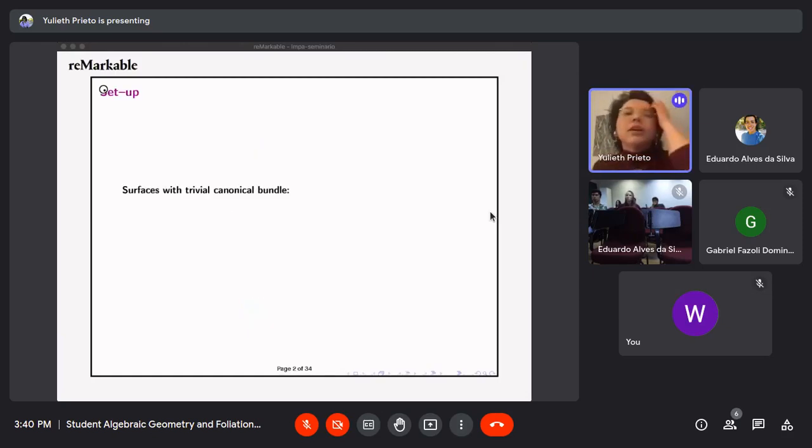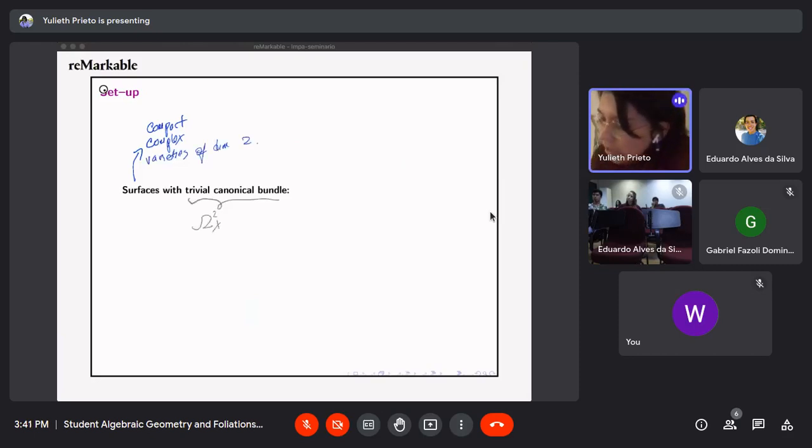Okay, perfect. So what are the surfaces that I'm interested in? The surfaces with trivial canonical bundle. Recall that surfaces here are compact, and they are also complex, so we are working over the complex numbers. We consider varieties of dimension 2. And the canonical line bundle being trivial means that it is isomorphic to the trivial one.